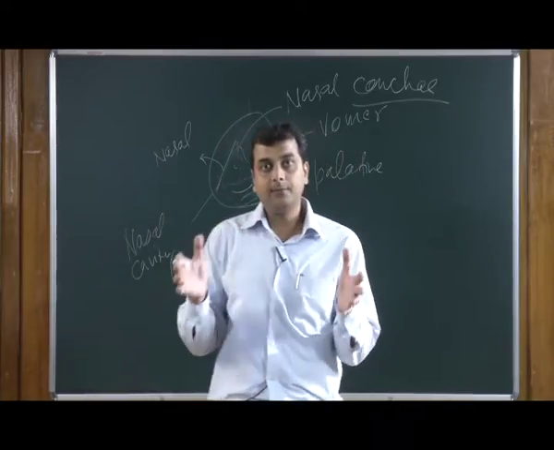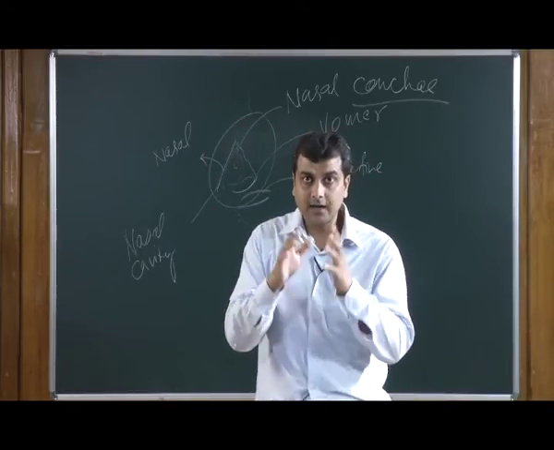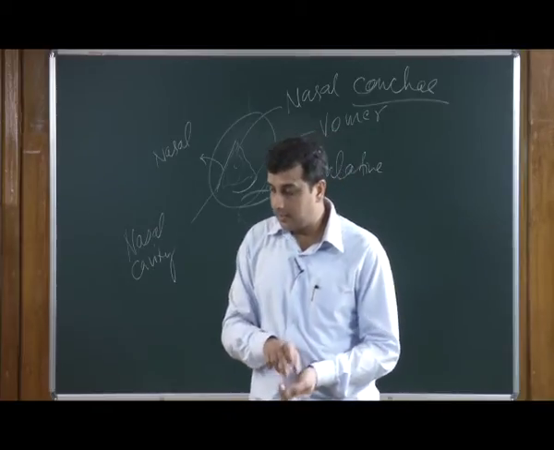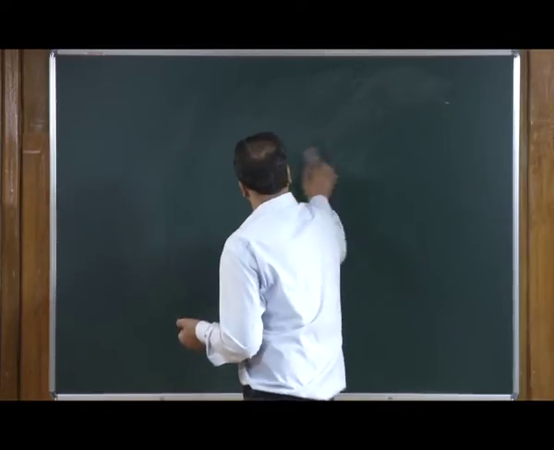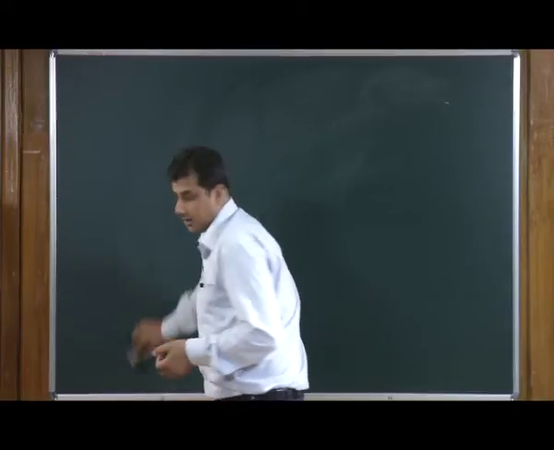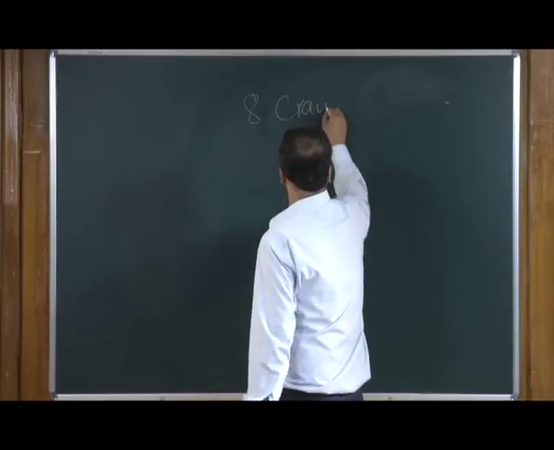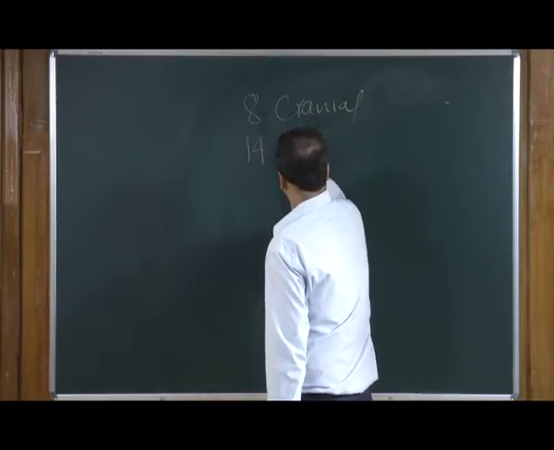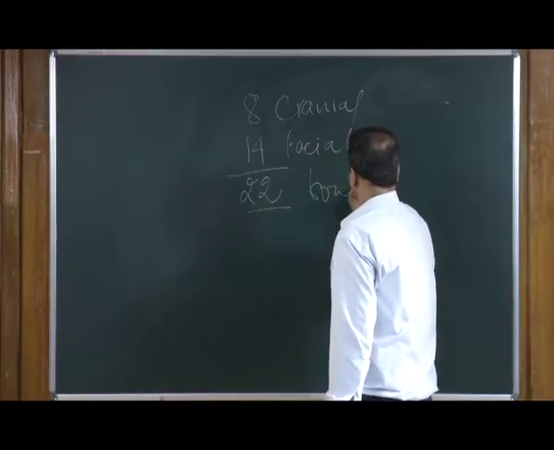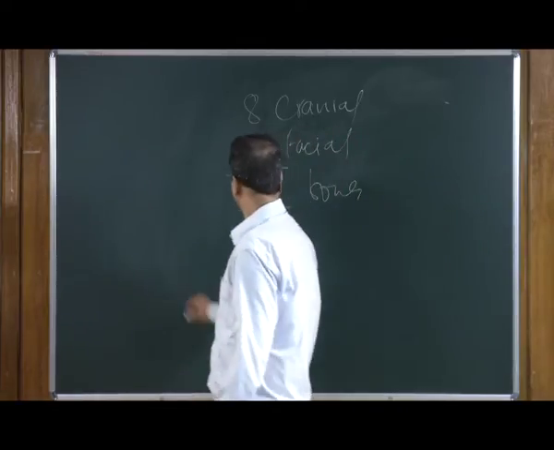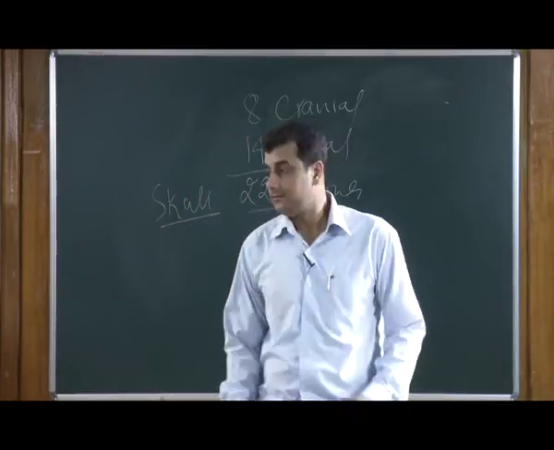Now, since we are discussing this whole bony structure in the cranial as well as the facial aspect, we have discussed some of the bones. So in total, we have 8 cranial and 14 facial bones. In total we have 22 bones in the skull region. So the total skull bone count is 22.